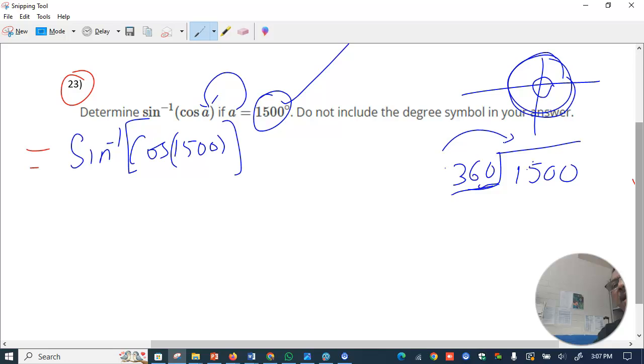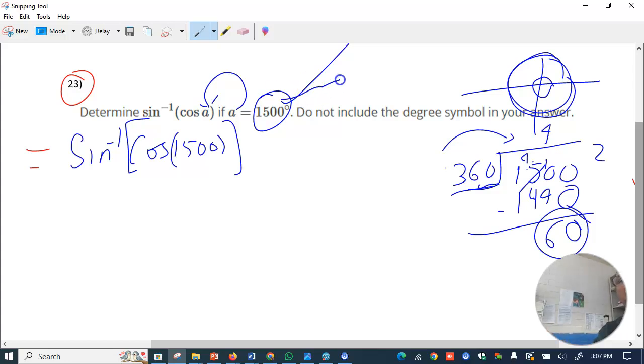So how many 360s make up 1500? If I write 4, let's see. 4 times 0 is 0. 4 times 6 is 24, carry 2. 4 times 3 is 12, 13, 14. So it's a little less. Subtract: 1500 minus 1440 is 60, and that's the answer. That means this angle is coterminal with 60. So instead of writing this, it's as good as writing sine inverse of cosine of 60 degrees.